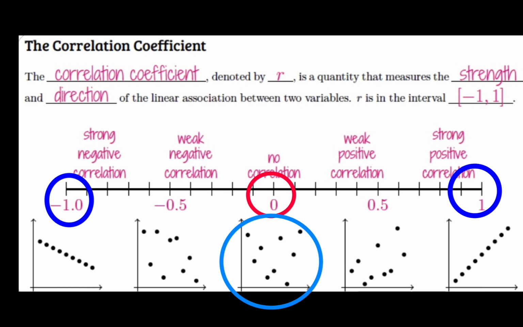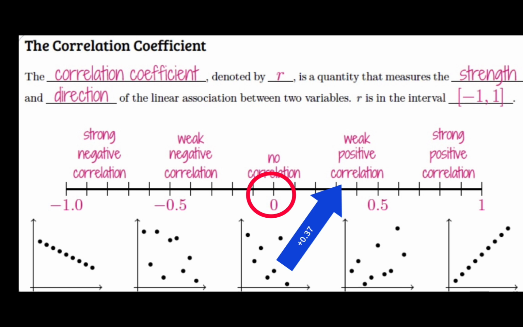So if we're looking at 0.37, we're saying it's on the positive side. It's a 0.3 out of a 1.0. So it's not quite halfway there. It's about a quarter of the way or a third of the way there. So we know that that is a sort of weak correlation. It's a weak correlation because it's 0.37. It's pretty far away from the 1.0.